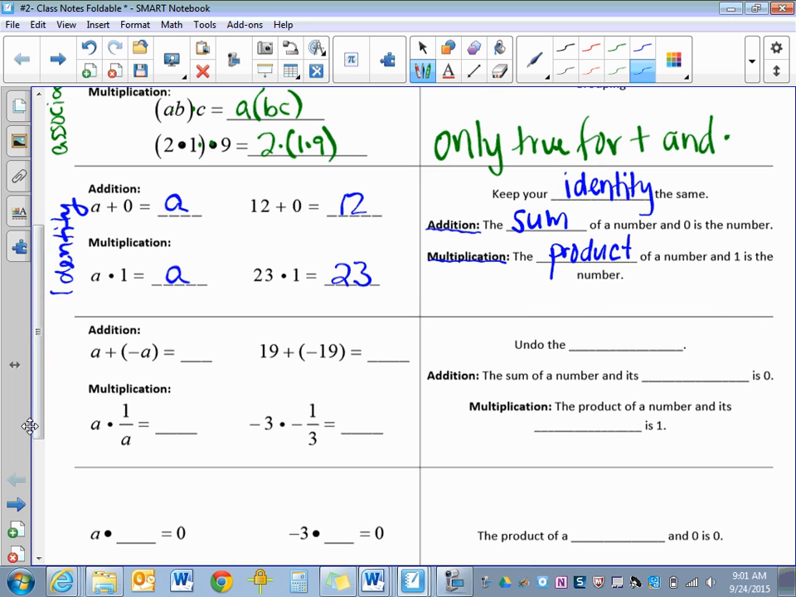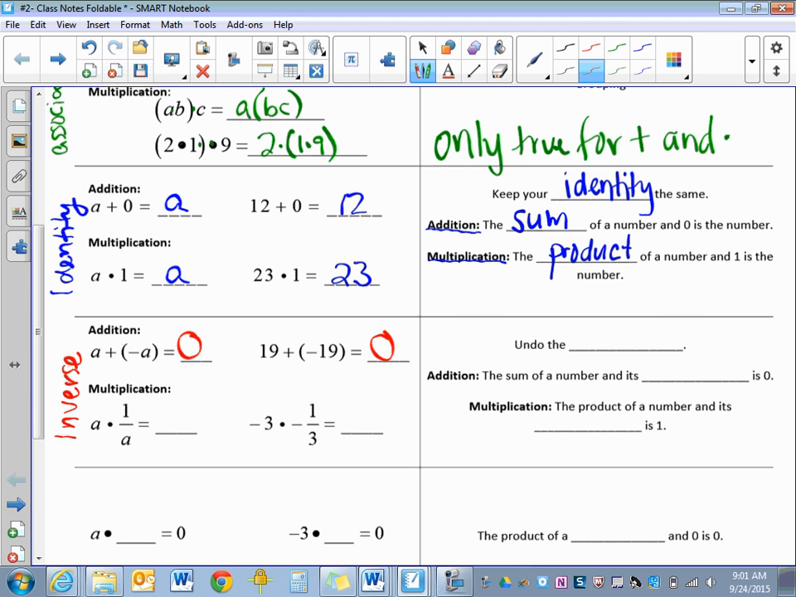All right, so next up we have our inverse property. The inverse property is what you do to the number to get back to the identity. So basically it's the opposite. For addition, we're adding the negative version of that number. So a plus negative a is just 0. 19 plus negative 19 is just 0. So we're basically doing the opposite, the inverse. We're undoing it.